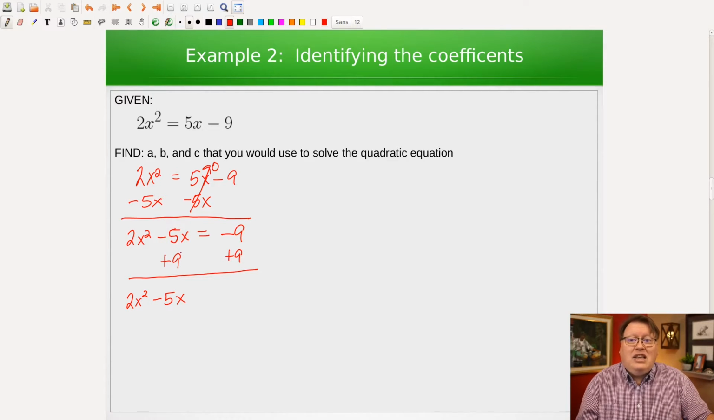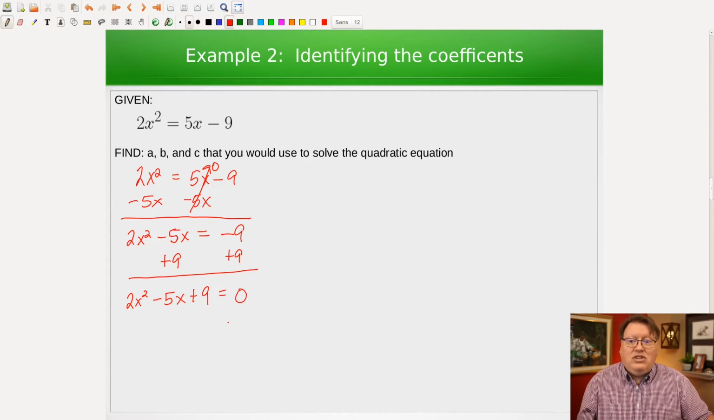Sorry, I accidentally hit the button to erase. I can't say 9 minus 5 because this 9 doesn't have an x. So again, these are not like terms. So the 2x squared minus 5x, you copy down. You don't do anything with those. And then this plus 9 comes down. And here we have 9 minus 9 is equal to 0. So now we've met our requirement to be able to pull our coefficients a, b, and c.